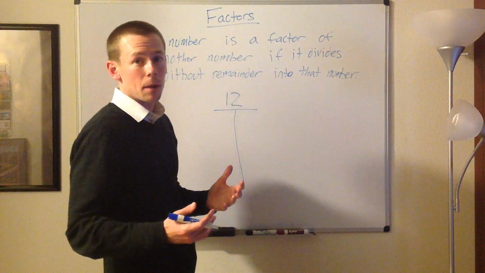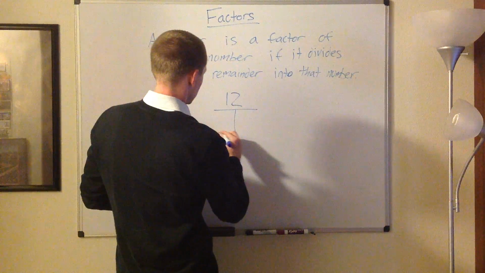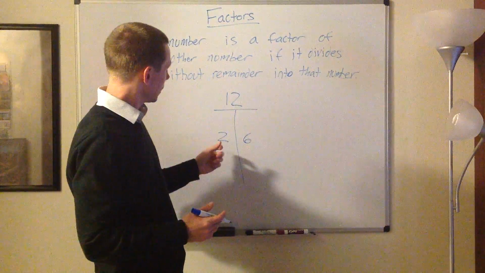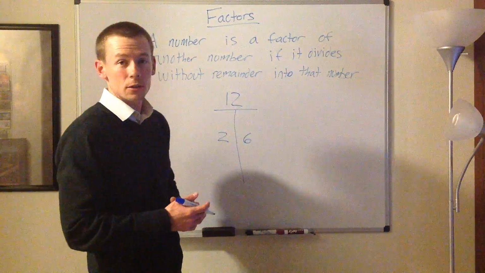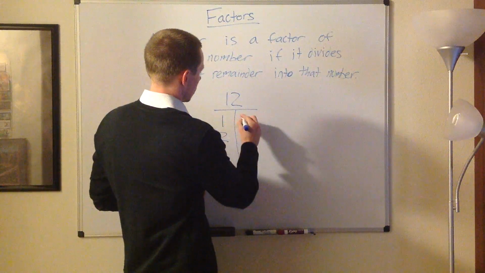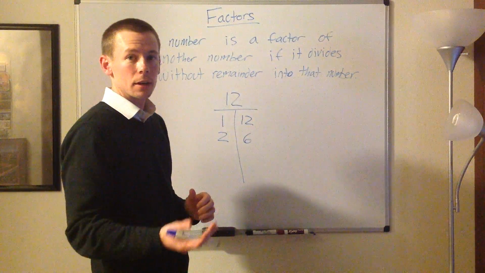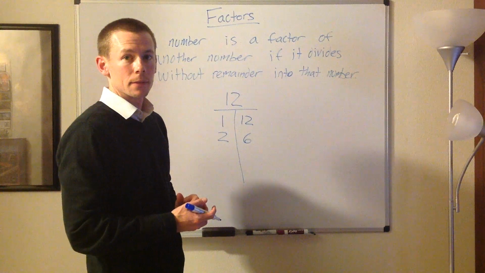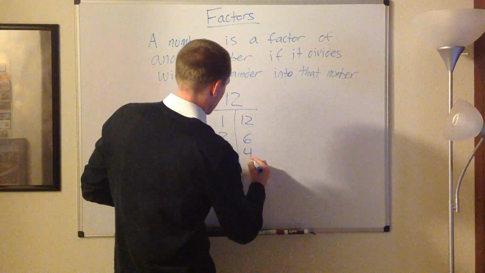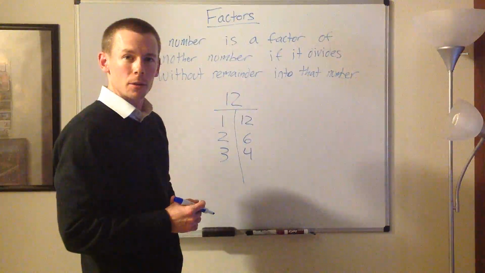So maybe you came up with 2 times 6. 2 times 6 definitely equals 12, so that means 2 and 6 are both factors of 12. How about 1 and 12? Yeah, 1 times 12 equals 12, so 1 and 12 are factors. Are there any others? Yes, there are. 3 times 4 equals 12. What about some other ones?